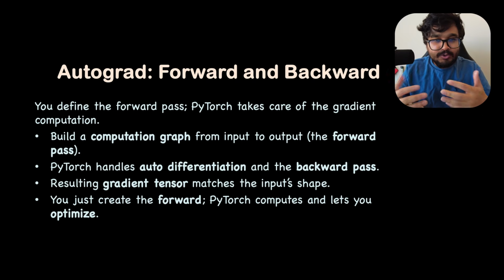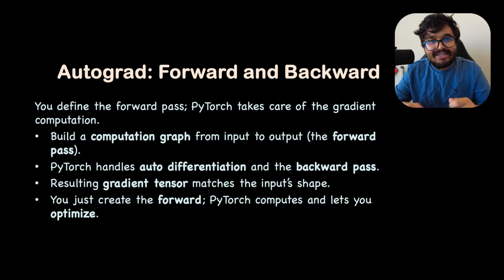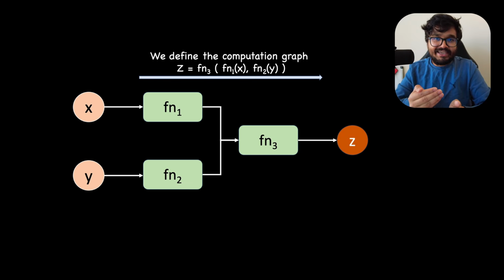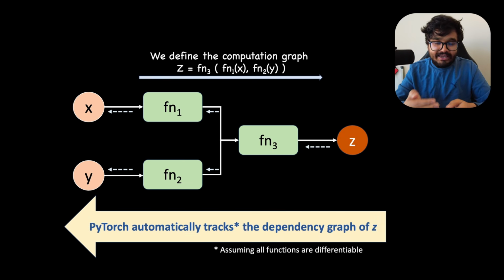And again, I'm going to repeat this portion. When you create neural networks in PyTorch, you just create the forward pass, how your input gets converted to the output. PyTorch takes care of the gradient computation step. It automatically calculates the gradient and lets you optimize for it. And we're going to soon see how this optimization actually works.